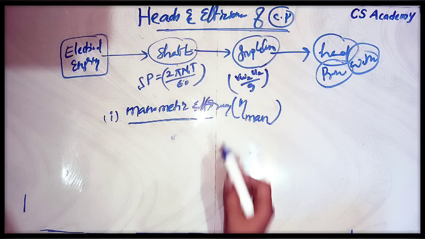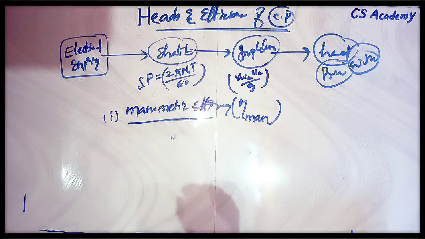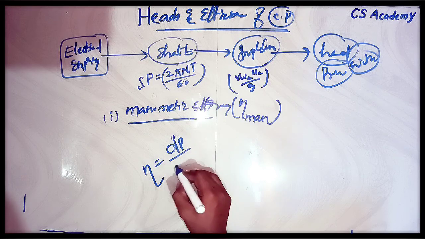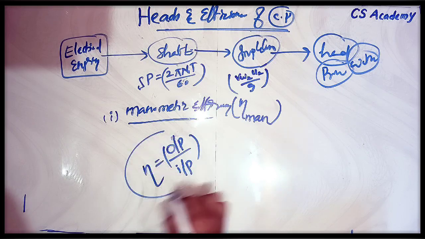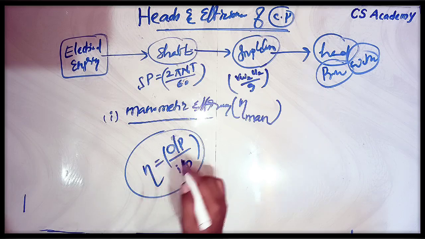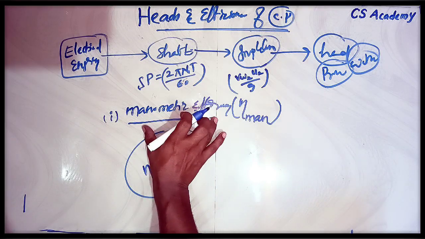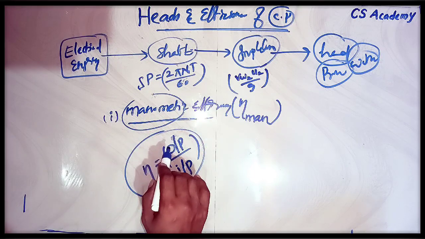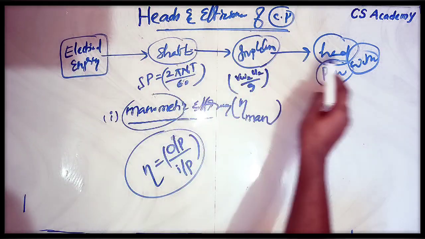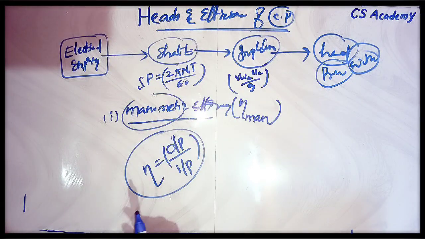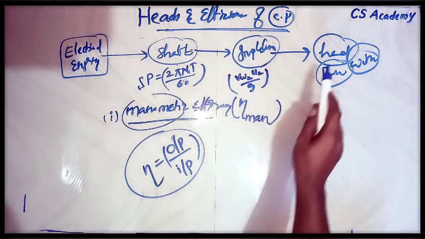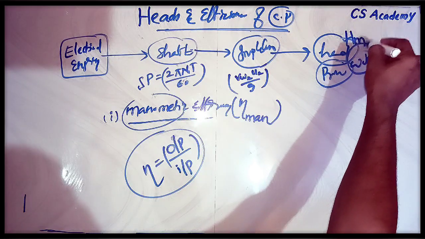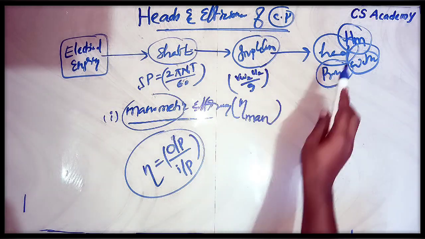Everyone knows that efficiency is nothing but output by input. Yes or no? If you see manometric efficiency, as I told, manometric is nothing but the head developed by the centrifugal pump. Out of these four sequences, where are we getting the head? This is the head, this is the output. That head is nothing but the manometric head Hm.